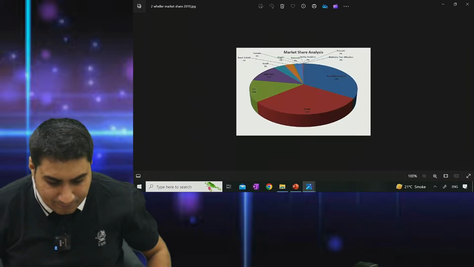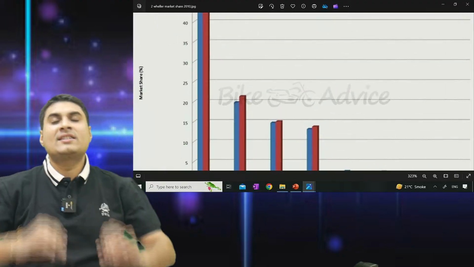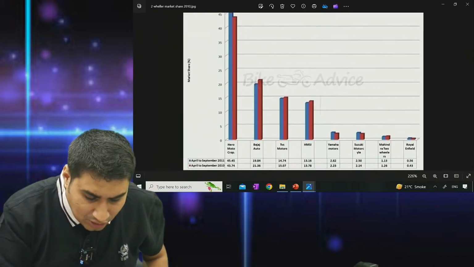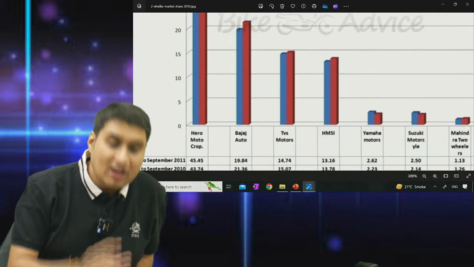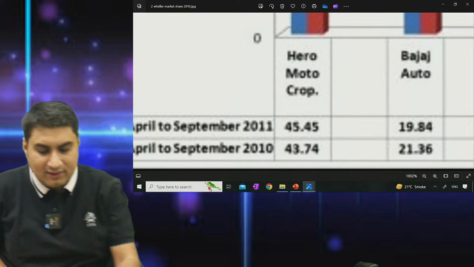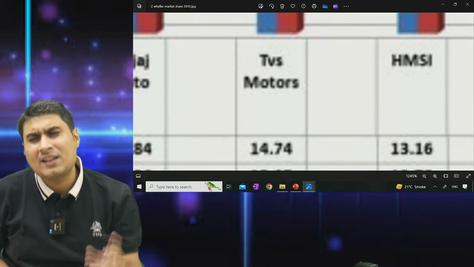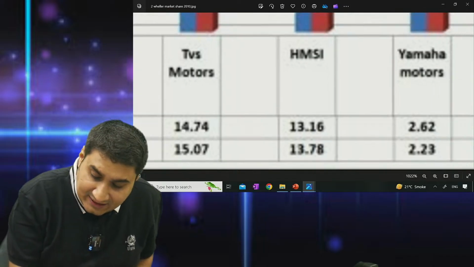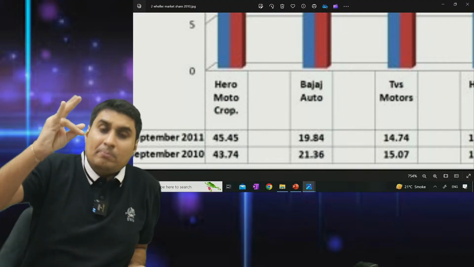Let me take a quick example. This is 2010. Market share of which company are we talking? Bike companies, two wheeler in 2010. Total: Hero 45%. Bajaj 20, that is 65. TVS 15, 65 plus 15 is 80. Honda Motor 13, that is 93. So 93% was controlled by four: Hero, Honda, Bajaj, TVS.